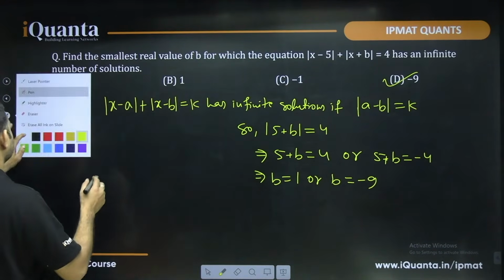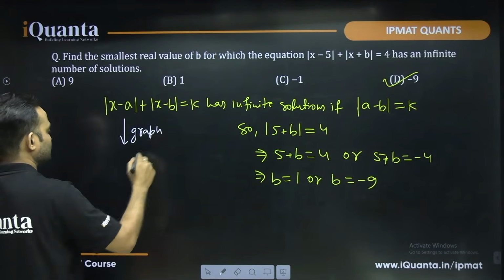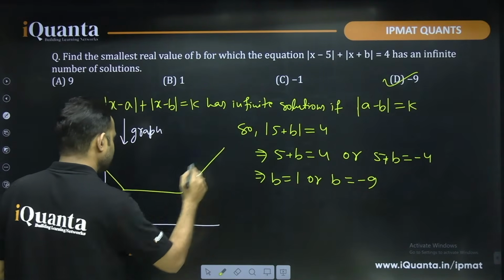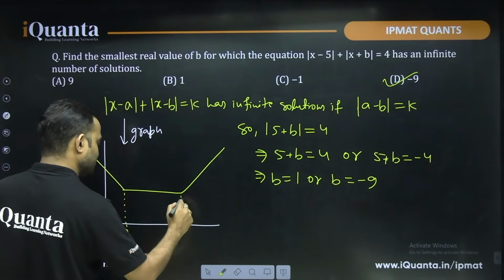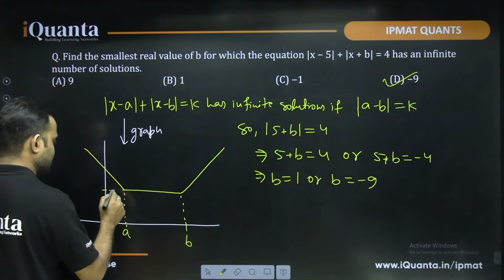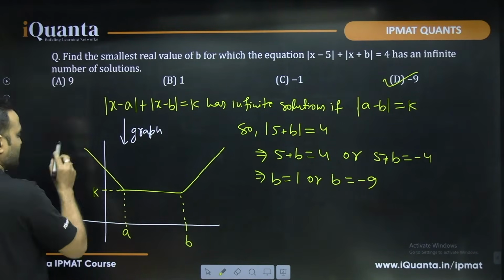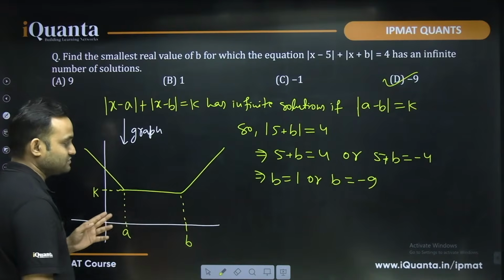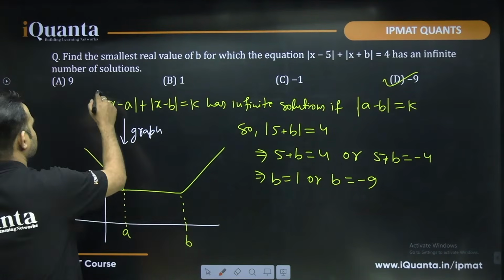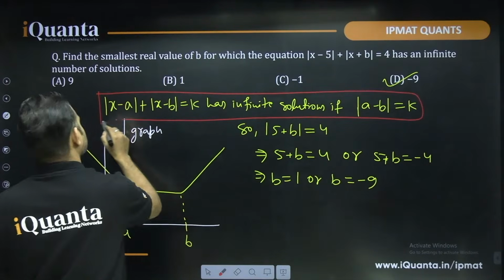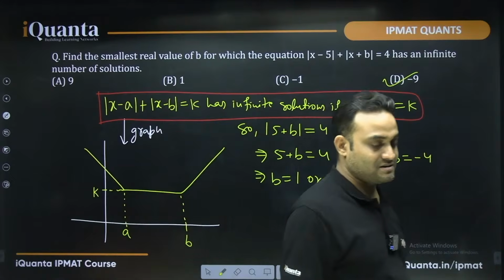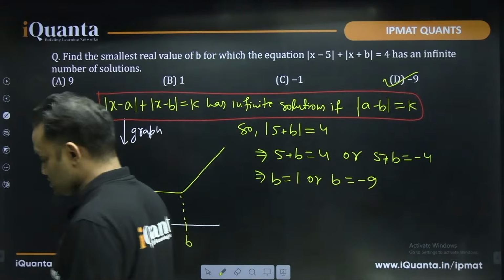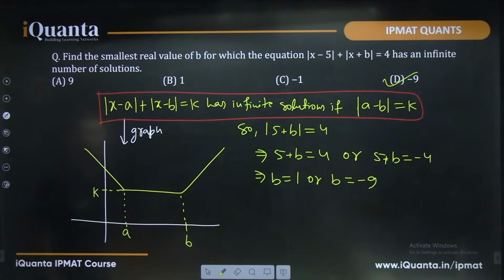The graph of this will be something like this. You can understand it from here. This is A, this is B, and this is K. The minimum value of this will be when you take x between A and B, both included. That's why this region. You should remember this, okay? There was a similar question which was asked in CAT last year. Chances are good that questions on the basis of the same concept could be asked in your exam as well.